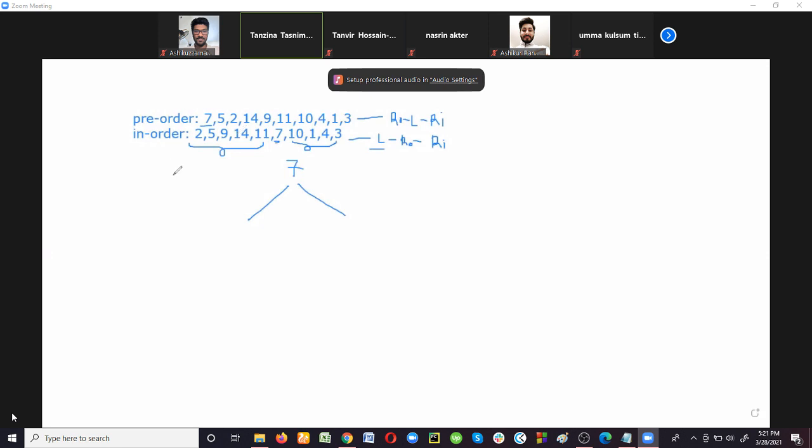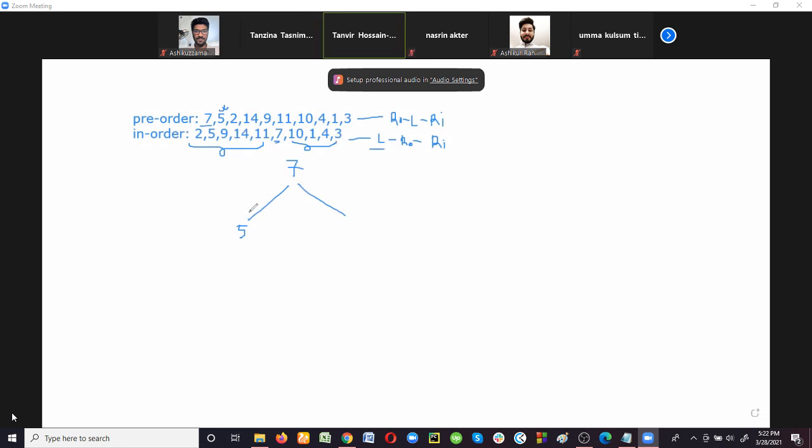From the pre-order traversal. Now we have to find out among those 5 nodes which node appears first in the pre-order sequence. Among those nodes 2, 5, 9, 14, 11, we got 5 first, isn't it? Look at the sequence. How many nodes are here in the left subtree? 5 nodes: 2, 5, 9, 14, 11. And in pre-order traversal at first we got 5, which means that 5 is actually the root node of the left child of the node 7. Isn't it?